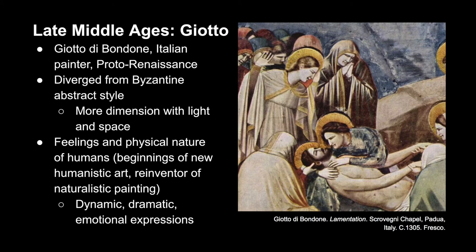So starting with our first artist, who is really a proto-Renaissance, more like the late Middle Ages, we have Giotto, who is an Italian painter. We can see the medieval characteristics of his artwork because the characters are not totally dimensional, they're still a little bit flat, almost like relief sculptures. Yet he diverges from the more abstract style because there is more dimension, there's more light and space and layering of objects and people. There's also a much greater emphasis on feelings and emotive expressions.